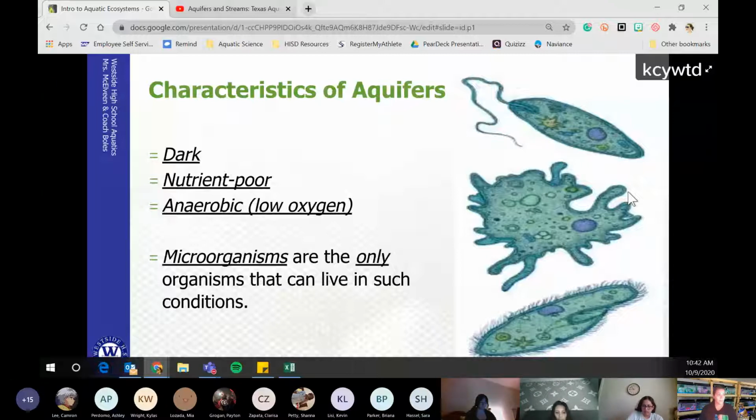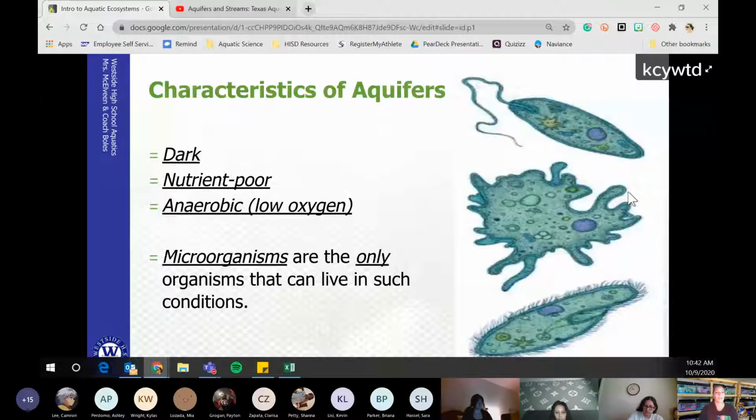Aquifers are dark. They're completely underground. They're nutrient poor. They don't get the nutrients from runoff because it's underground. And they have a low amount of oxygen because it's underground, and it doesn't have a chance to mix in with the atmosphere. So dark, nutrient poor, so no sunlight, no nutrients, no oxygen, or low oxygen.